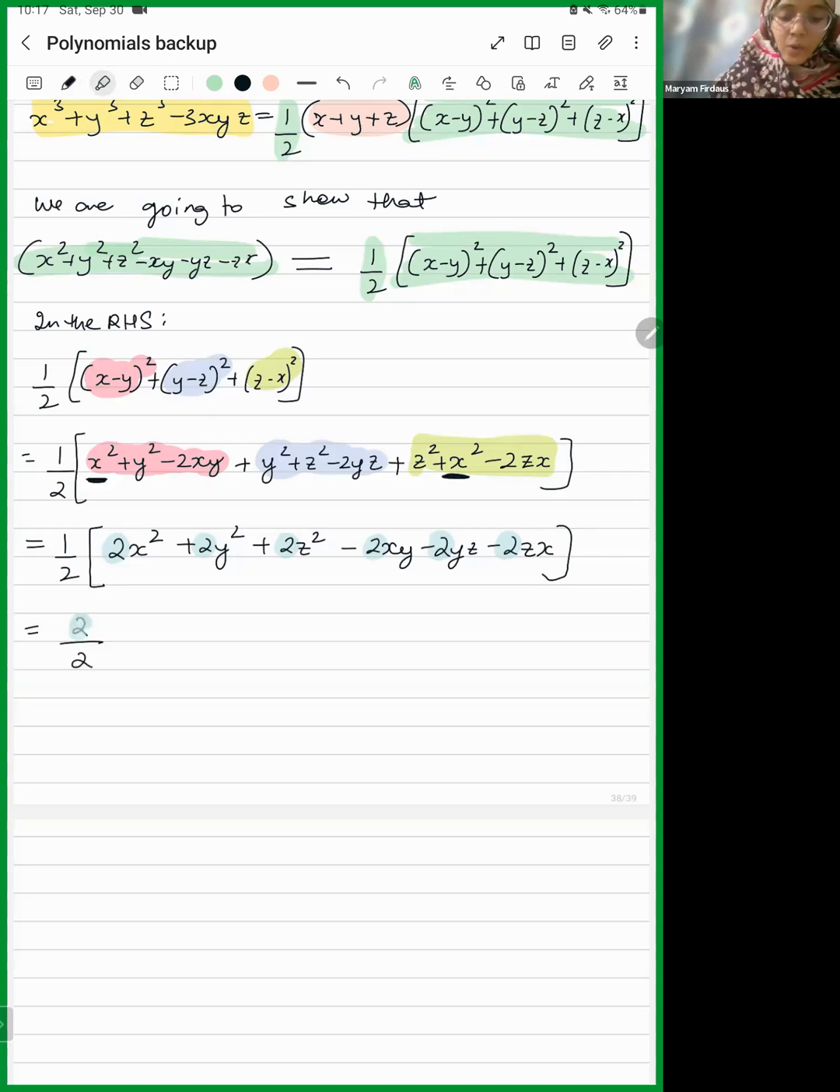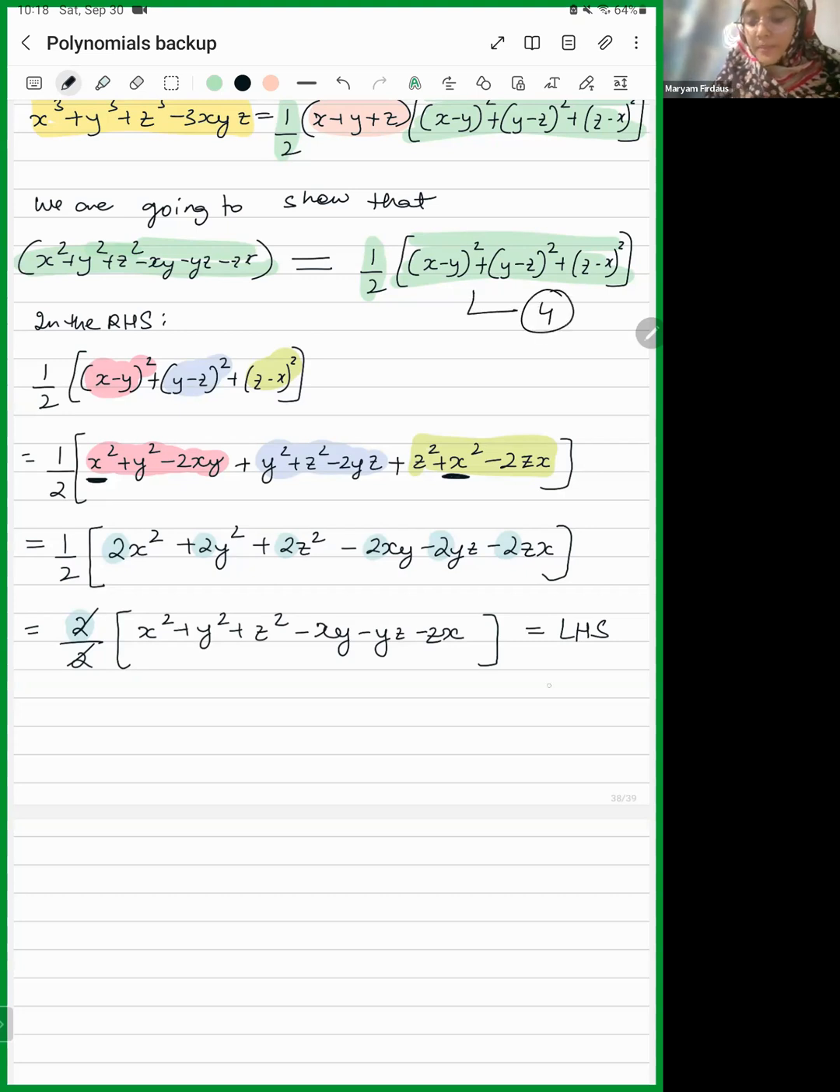So we are taking the 2 as common. Now what do we have remaining inside the bracket? X square plus y square plus z square minus xy minus yz and minus zx. So Avni, are you understanding? This is equal to the left hand side, and hence proved. Okay. So this is equal to the LHS of, let's call it 4 or whatever. Equal to the LHS of 4.